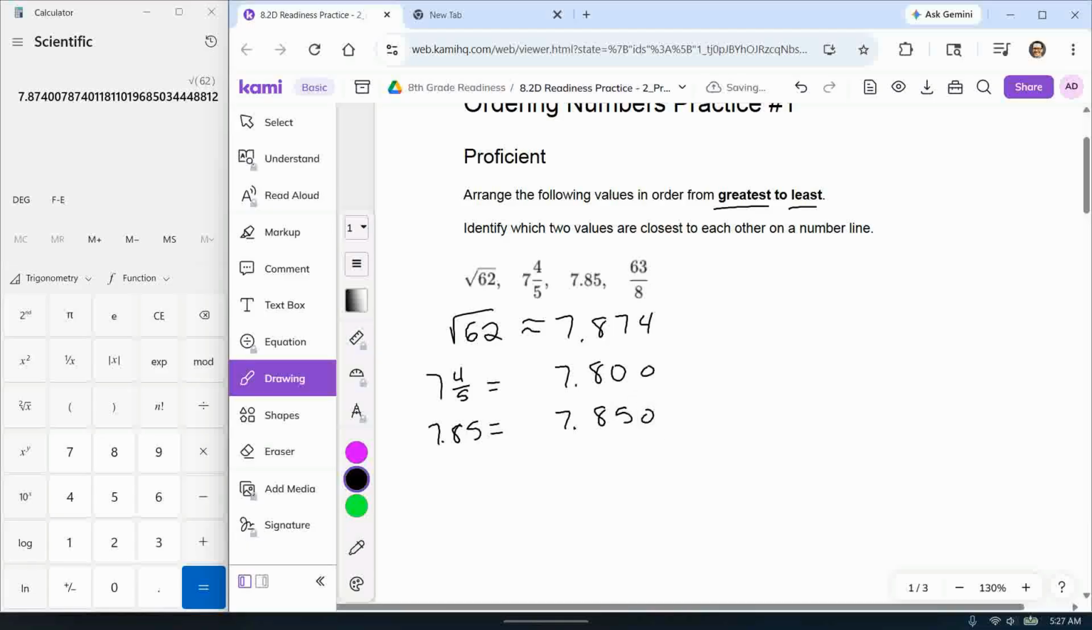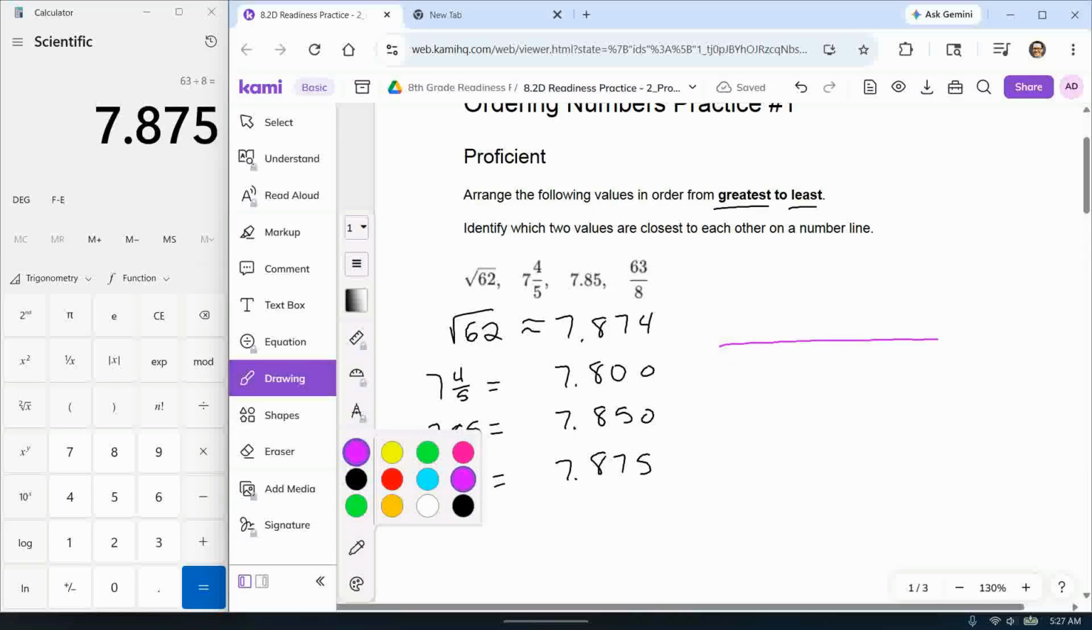And then 63 over 8. All right, let's use the calculator for that. So 63 divided by 8 is 7.875. All right, so first, let's go ahead and get these on a number line. And they're all going to be between 7 and 8. Honestly, they're all going to be between 7.5 and 8. So I'm just going to make those my two boundary numbers here. And they're not going to be perfectly spaced, but we'll get close.